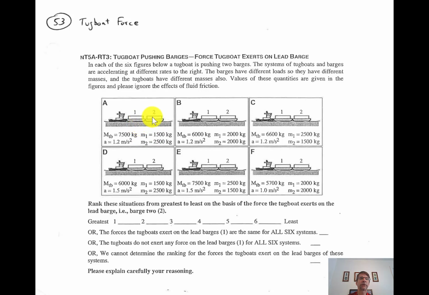But it's only barge 2 being pushed by barge 1. And by the way, whatever force barge 1 is exerting on barge 2, Newton's third law says that barge 2 is pushing back on barge 1. So that would be a bunch of sub-questions you could be asked for that particular situation.